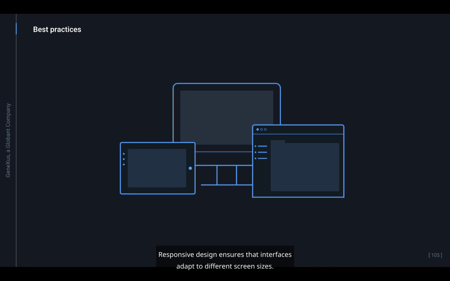Responsive design ensures that interfaces adapt to different screen sizes. Just as we saw throughout Module 1, these properties are also translated into Genexus and have a direct impact on development. Therefore, it is essential that we design with screen variations in mind. Let's suppose we are designing a desktop application. We can't predict the exact dimensions of every screen that will display our application in the future.